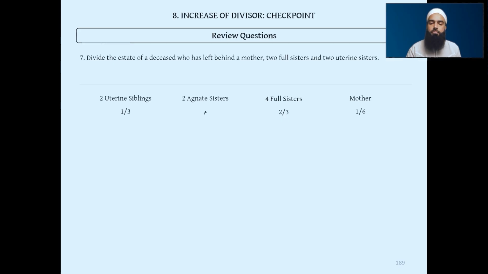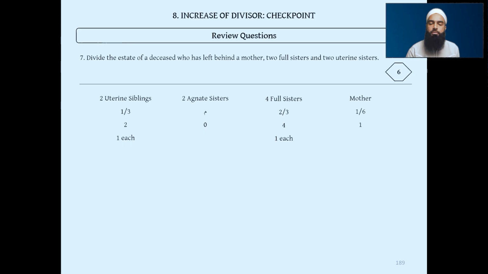So here we see all of them are group 2. So we use the biggest denominator, which is 6, and we make that a divisor. So mother gets 1/6 of that, which is 1. The 4 full sisters will receive 2/3 of it, which is 4. Obviously they're going to get 1 each. The agnate sisters receive nothing, and the uterine siblings will receive 1/3 out of 6, which is 2. And there's 2 of them, so they'll receive 1 each.